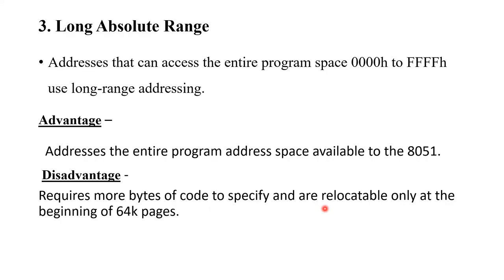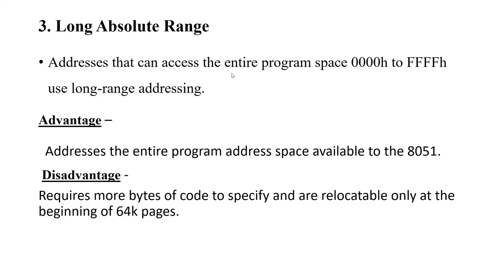The first one is an opcode, and the rest are the 2 operands. The 2 bytes specify the address, so you need more bits to access the address space here. Also, it is relocatable only at the beginning of a 64 kilobyte block. If I want to relocate, it can start only at the beginning of 64 kilobytes, right?